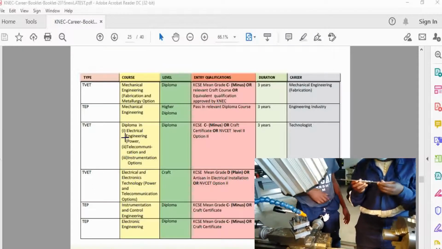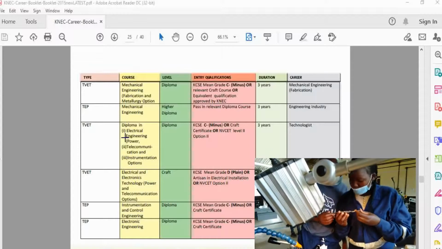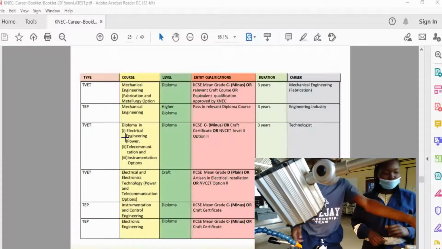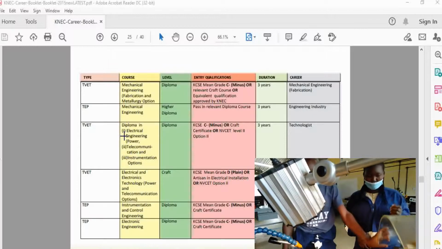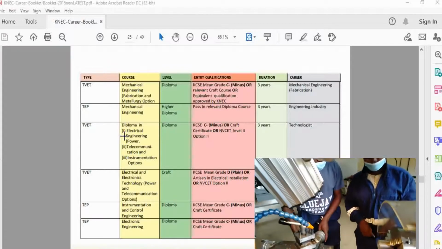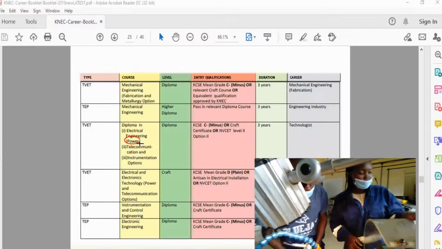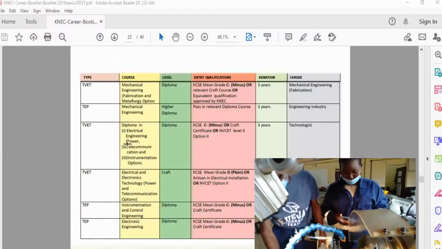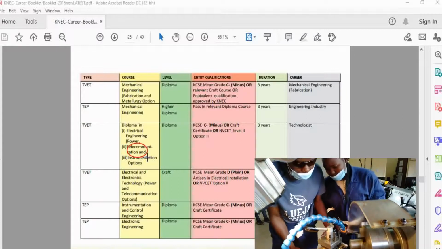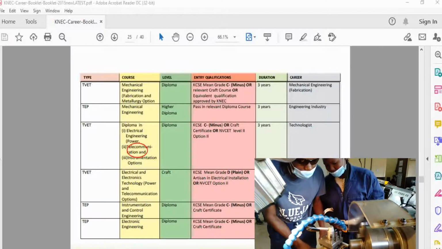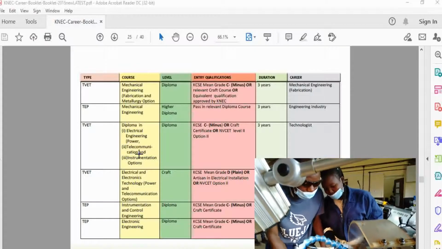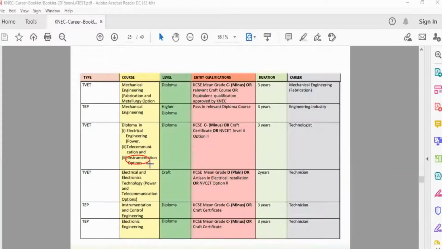Now for electrical engineering, the various branches of electrical engineering offered in TVET institutions are diploma in electrical engineering or diploma in electrical and electronic engineering, power option. There is a diploma in electrical and electronic engineering, the communication option, and there is also a diploma in electrical and electronic engineering, instrumentation option.